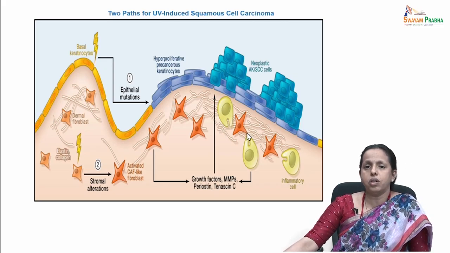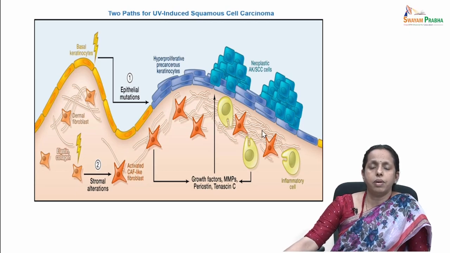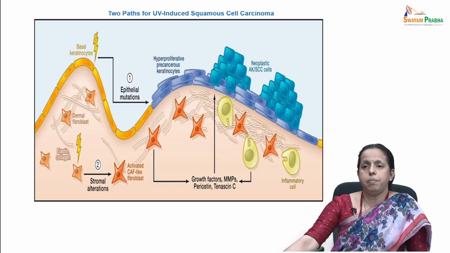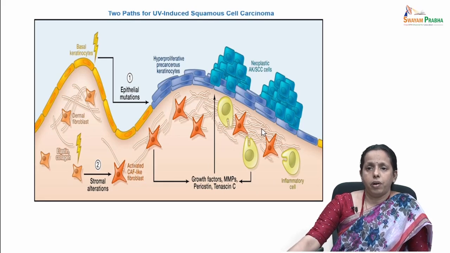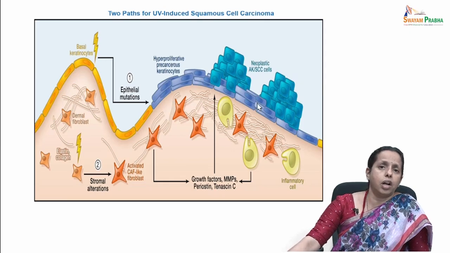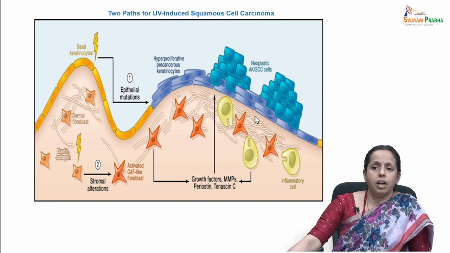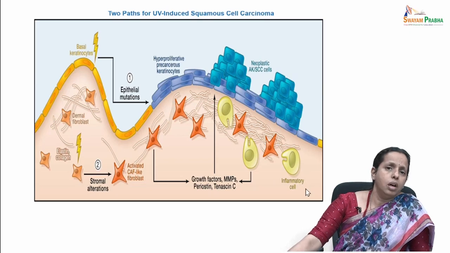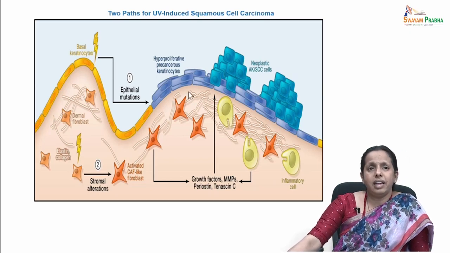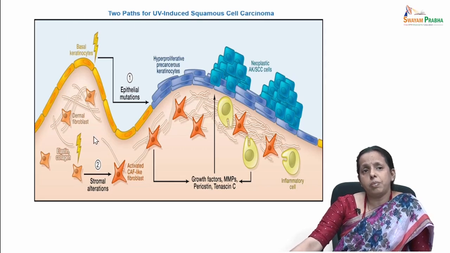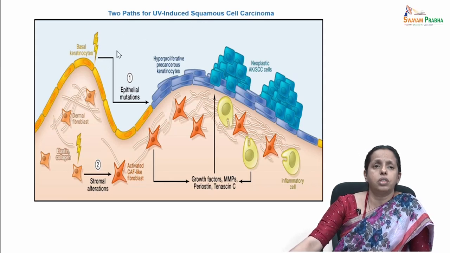Then what will happen? These particular regions will further become positive with CD45 positive inflammatory cells, which will contribute to your keratinocyte proliferation and the emergence of your actinic keratosis that can progress to your squamous cell carcinoma. This is again a very, very typical example of your field cancerization, and this is how we have explained it in the skin model, using the UV light, which could be an inducer for the squamous cell carcinoma.